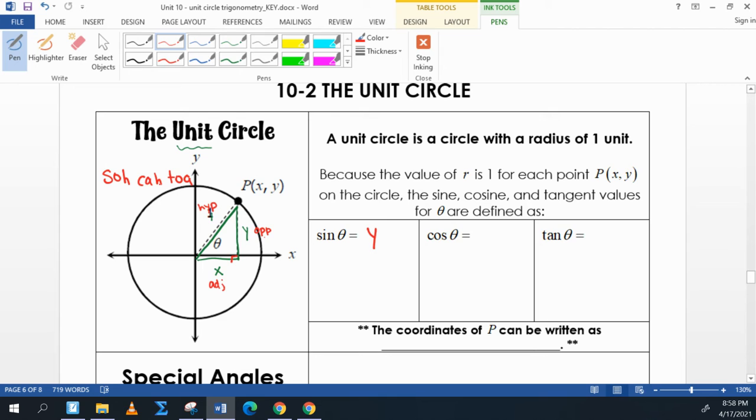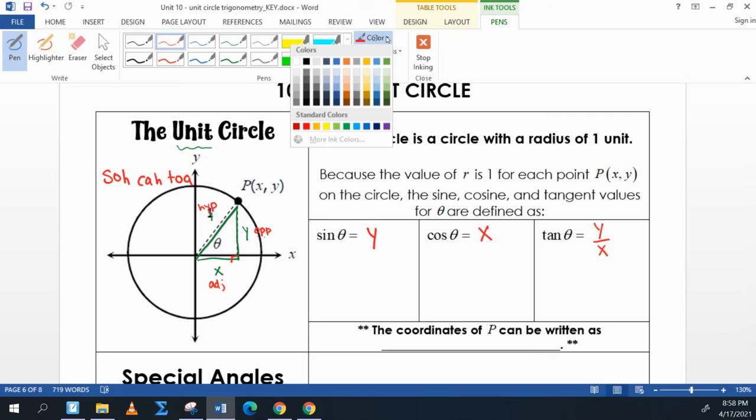Cosine is the adjacent over the hypotenuse. Again, my hypotenuse is 1. So anything divided by 1 is just the adjacent, or x. You're going to want to memorize these. These are going to come into play all the time. I am going to let you write them on your unit circle as well. We're going to make our own unit circle. And then the tangent here, our TOA, is our opposite over our adjacent. So our opposite over adjacent, or y over x.